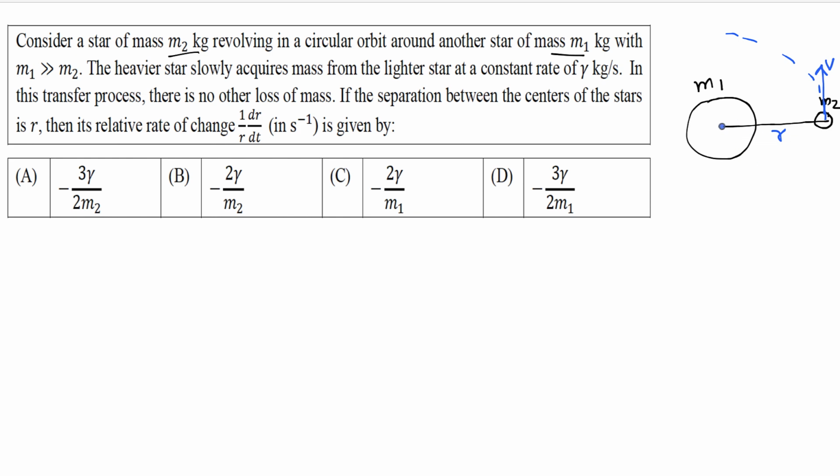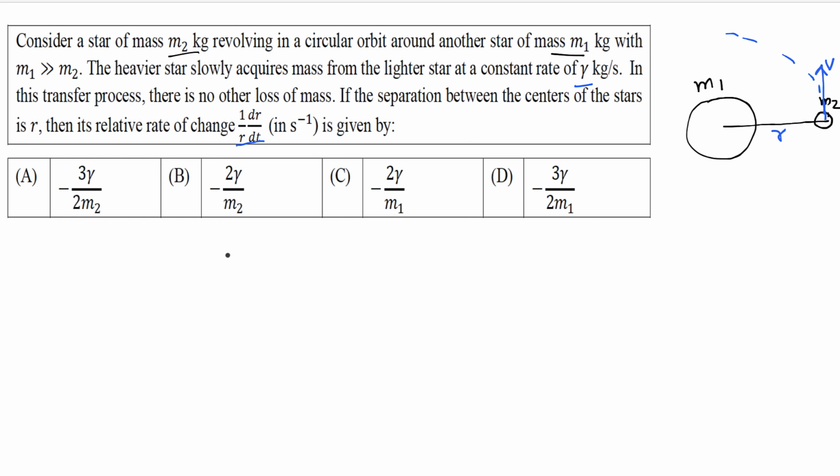And the heavier star slowly acquires mass from the lighter star. So m1 starts gathering mass from m2. So what will happen is that because m1 is getting bigger and m2 is getting smaller, the distance will keep reducing. So the r is not constant here. And the heavier mass is acquiring mass at the rate of gamma kg per second. So we need to find out this expression 1 by r dr by dt.